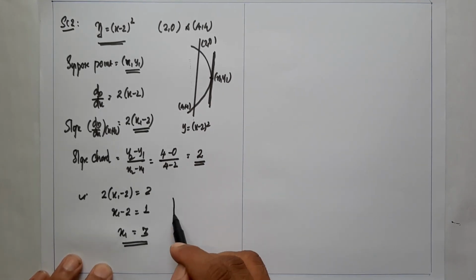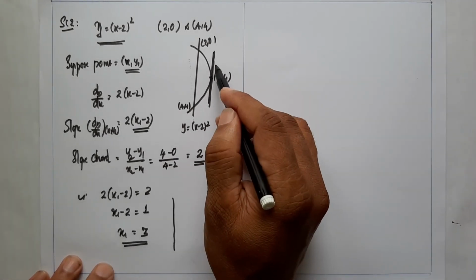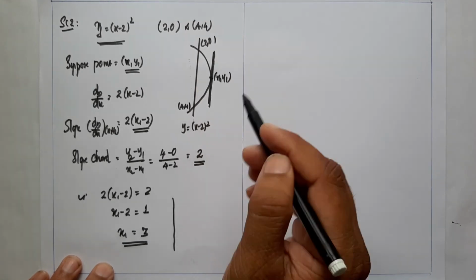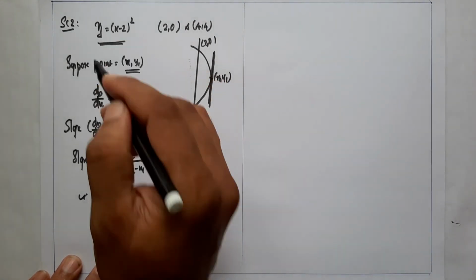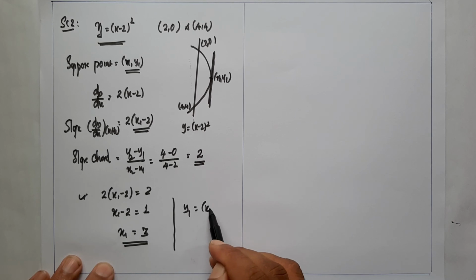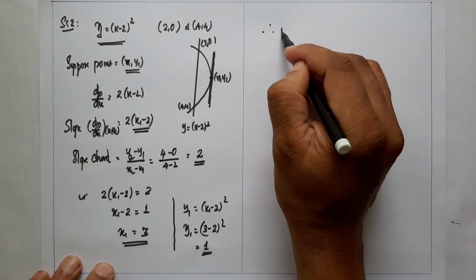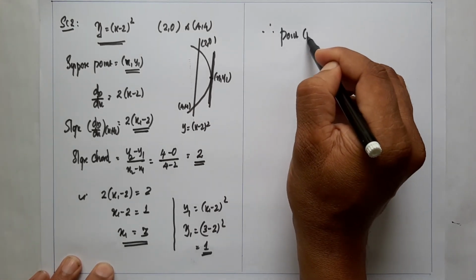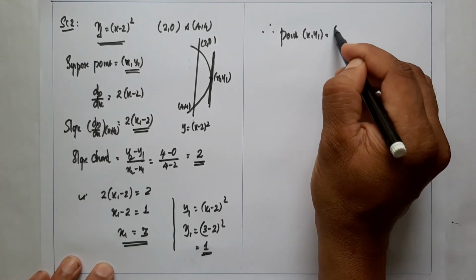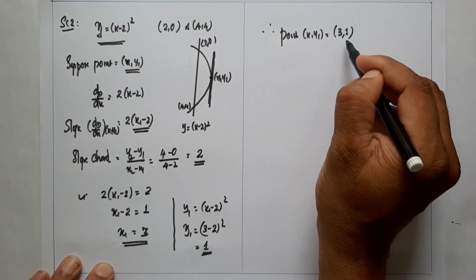For finding the y coordinate, you already know (x1, y1) is a point which is common to the tangent and the curve also. Now (x1, y1) passes through this curve, we get the answer y1 is equal to x1 minus 2 the whole square. When x1 is equal to 3, we get y1 is equal to 3 minus 2 the whole square, that is equal to 1 square, answer is 1. Therefore the required point (x1, y1) is equal to 3 comma 1.